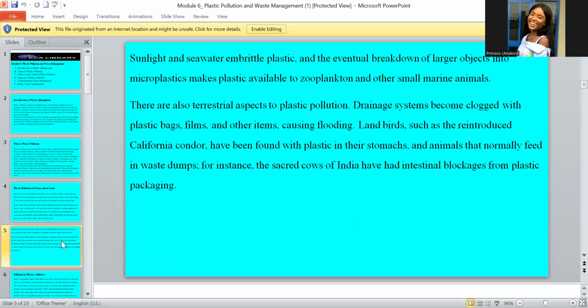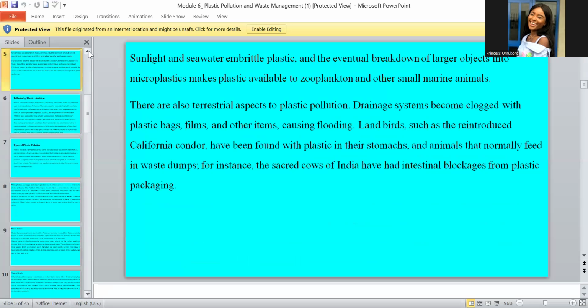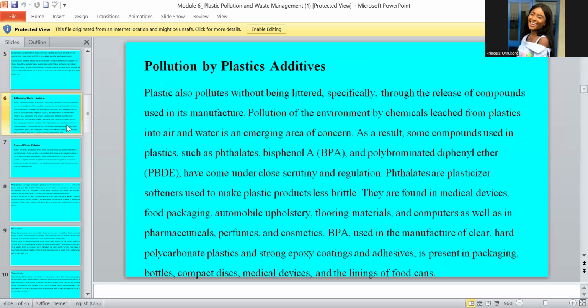There are also terrestrial aspects to plastic pollution. Drainage systems become clogged with plastic bags, films, and other items, causing floods. Land birds, such as the reintroduced California condor, have been found with plastic in their stomach. And animals that normally feed in waste dumps, for instance, the sacred crows of India, have had intestinal blockages from plastic packaging. So let us look at pollution by plastic additives.